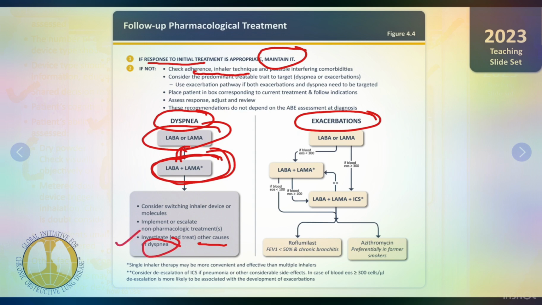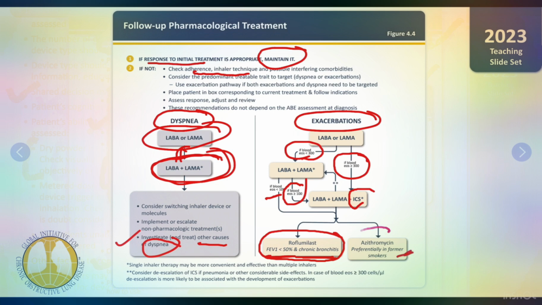If exacerbations are prominent, then they are telling we should give LABA and LAMA. If blood eosinophil count is more than 300, then we should add inhaled corticosteroids also. And if blood eosinophil count is less than 300, then we should continue LABA plus LAMA combinations. If blood eosinophil count is more than 100, then we can give inhaled corticosteroid. If blood eosinophil count is less than 100, then if FEV1 is less than 50% and chronic bronchitis is there, we should add roflumilast. And if the patient is a former smoker, like previously he was a smoker but now he is not, then we can give azithromycin also.